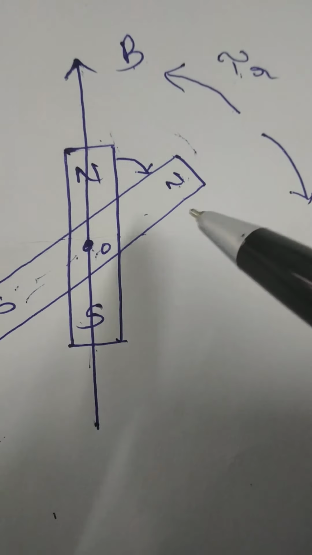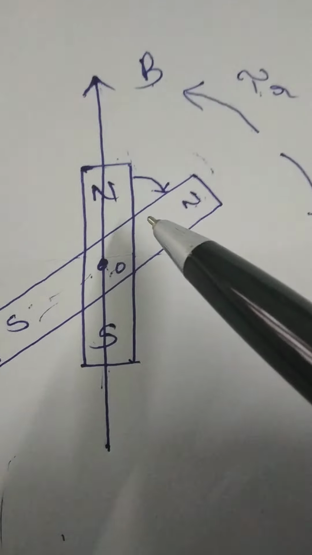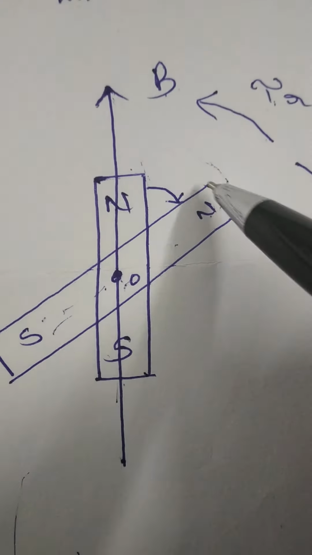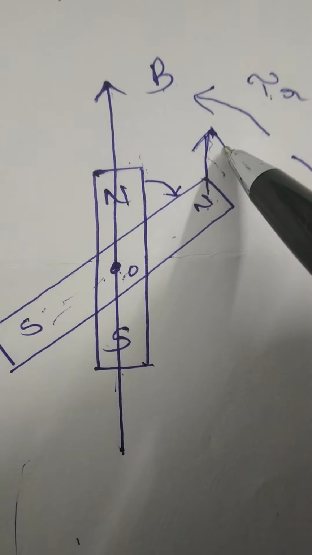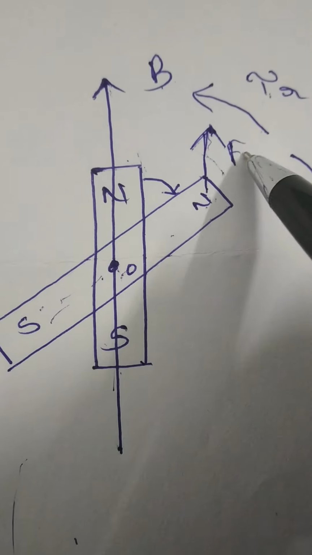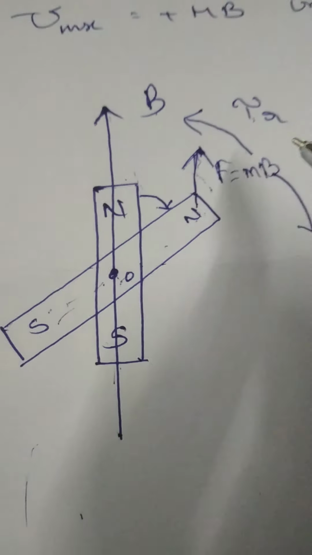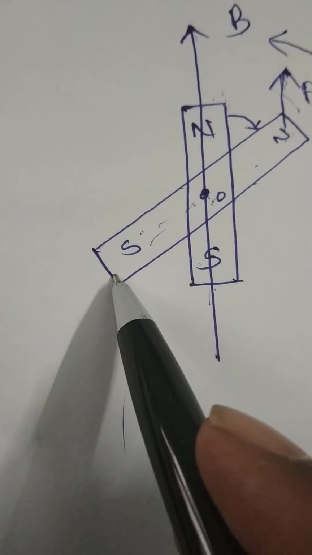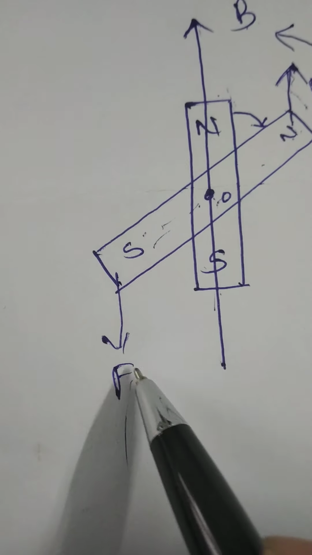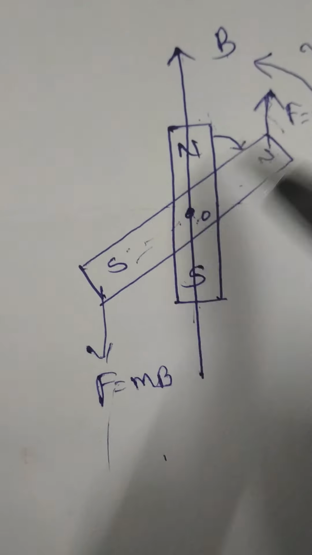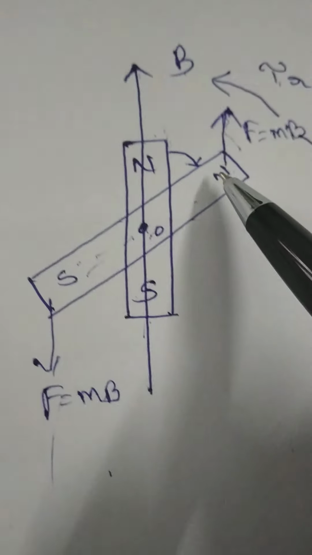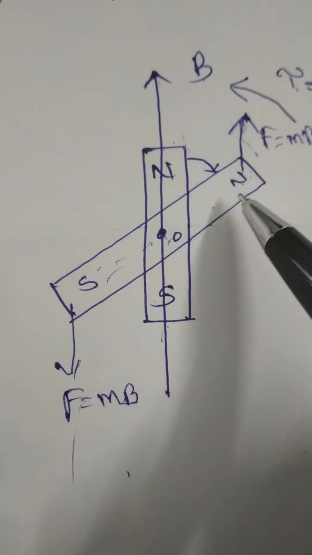Right? Why? Because if the magnet is turned through some angle with the field direction, there is some force acting on the north pole which is equivalent to F is equal to mB, and the force F is equal to mB is also acting on the south pole. These two are equal and opposite forces. These two forces form a couple.